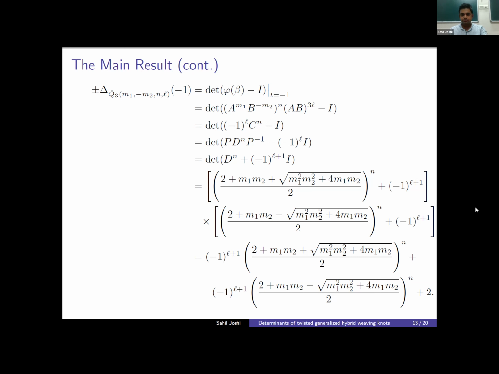So this is the final determinant. Since their product is -1, we will get +1 by multiplying these two quantities, and +1 by multiplying these two quantities. Therefore, there is a 2 coming, and this is just the multiplication of these two entries. If we take the modulus, then we get the required result.